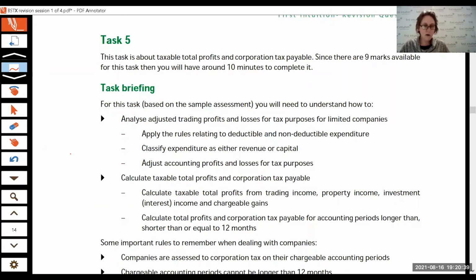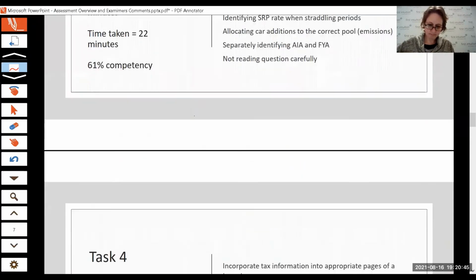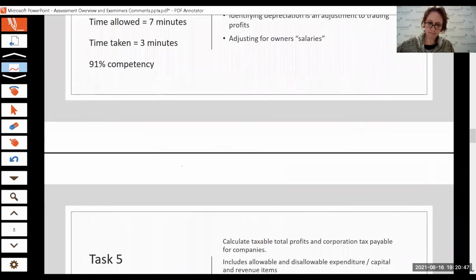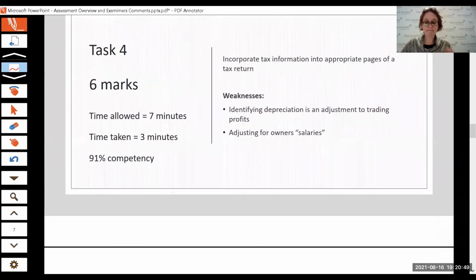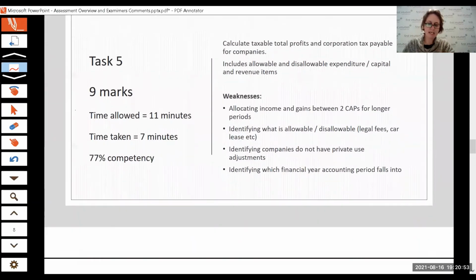We are going to move on to task 5. So let me tell you a little bit about task 5. A short one, 9 marks, shorter than what we've just done. 11 minutes allowed, 7 minutes taken. This one seems quite popular. It takes less time than is allowed and 77% competency.